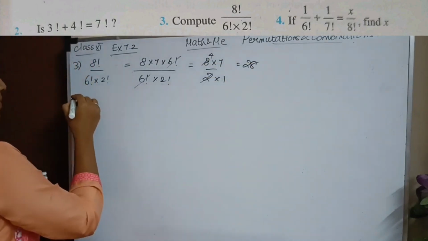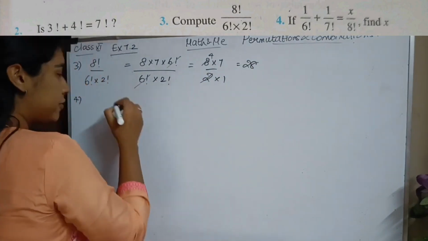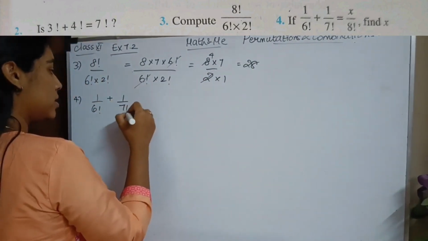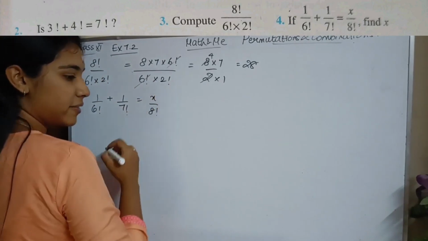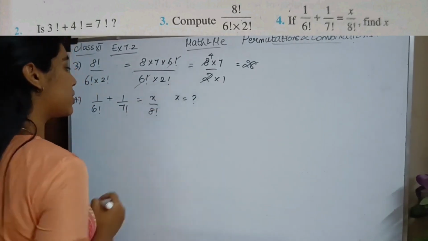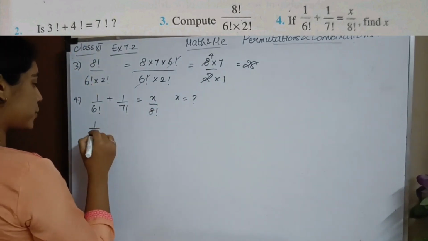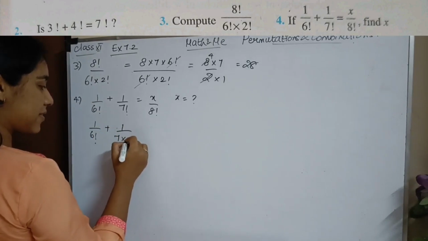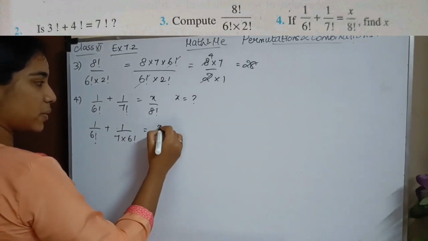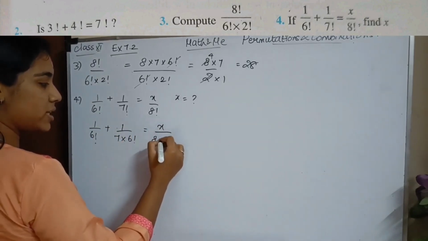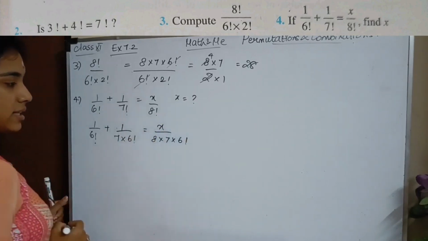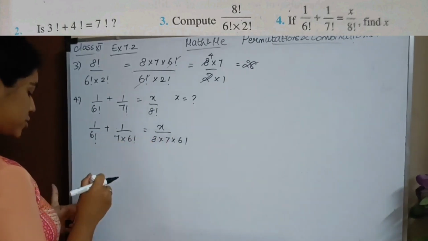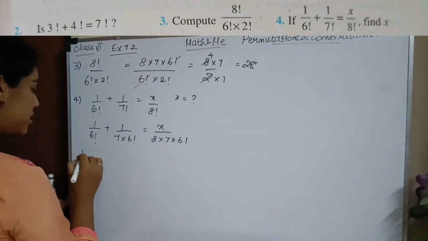Okay. Fourth question. If 1 by 6 factorial plus 1 by 7 factorial equals x by 8 factorial, find x. This is very similar to the example question. So what do we do? 1 by 6 factorial plus 1 by 7 factorial can be written as 1 by 6 factorial plus 1 by 7 times 6 factorial, equals x divided by 8 factorial, as 8 into 7 into 6 factorial. So I have 6 factorial which is common in the denominator, so I can take it outside.